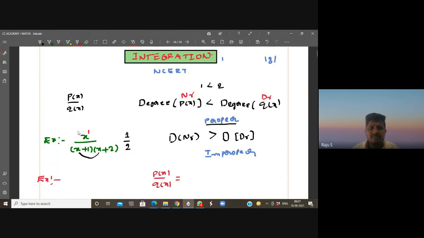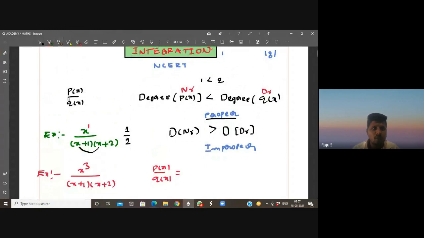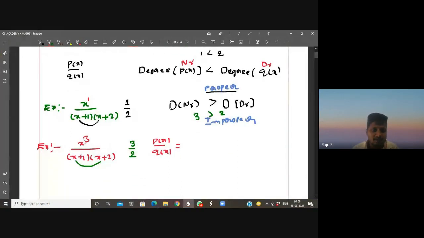Now coming to an example for an improper rational function. Yes, sir, numerator is a polynomial, denominator is a polynomial. So I take the same example, but instead of x, I'm taking x cube. Students, what about this function? Is it a proper rational function? No. What is the degree of numerator? 3. What is the degree of denominator? 2. So clearly here 3 is greater than 2, so this function is improper. The degree of numerator is greater than the degree of denominator.